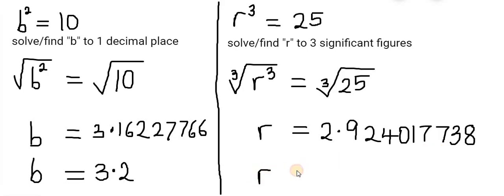So R is equal to, we count our 3 significant figures, 2.9. The third one is 2, but before we take it, we check the number just after it. If it's greater than 4, we add 1 to the previous number. If it's less than 5, we add 0 to the previous number. So because 4 is less than 5, we add 0 to the previous number. So 0 plus 2, that's just 2. So R is 2.92.